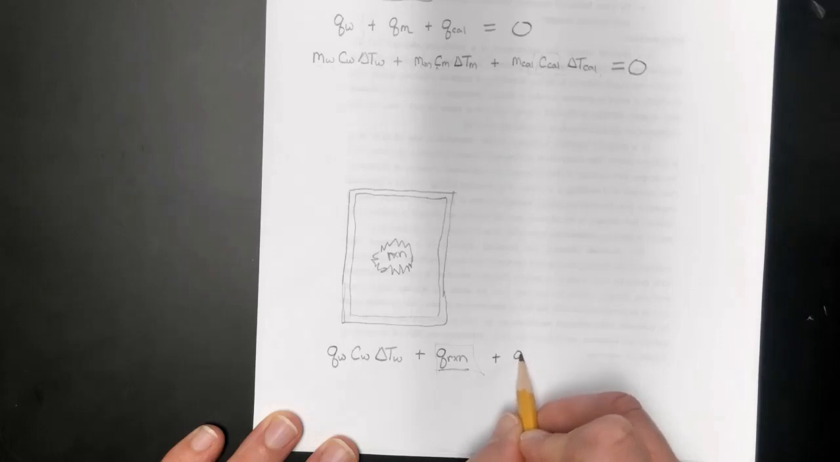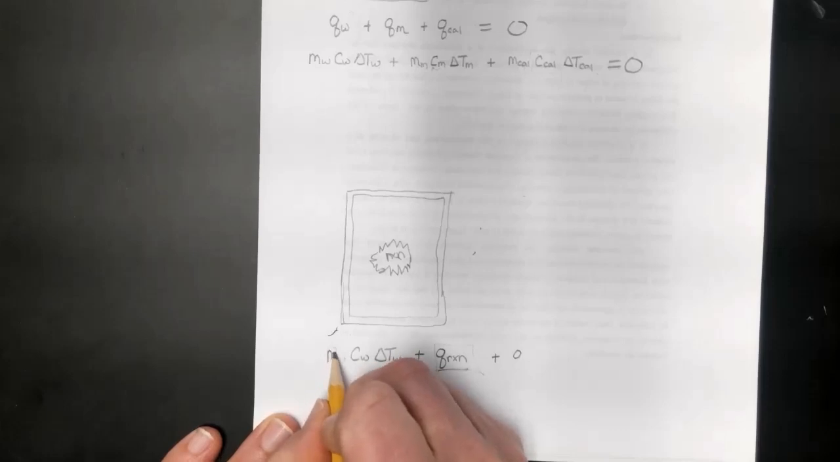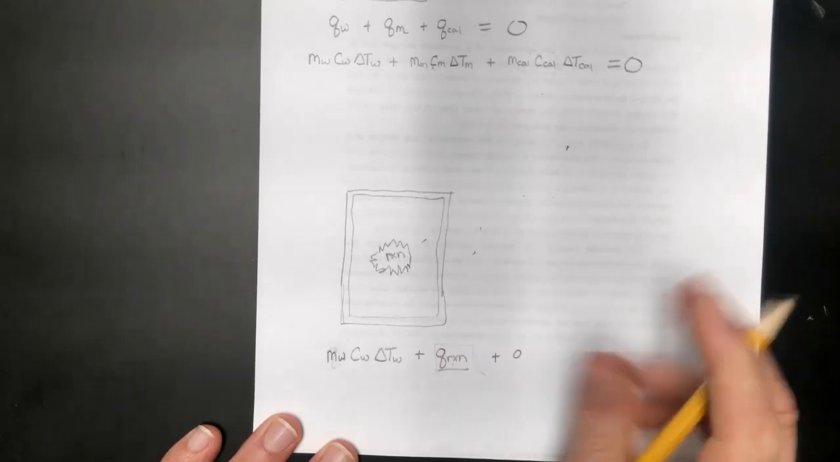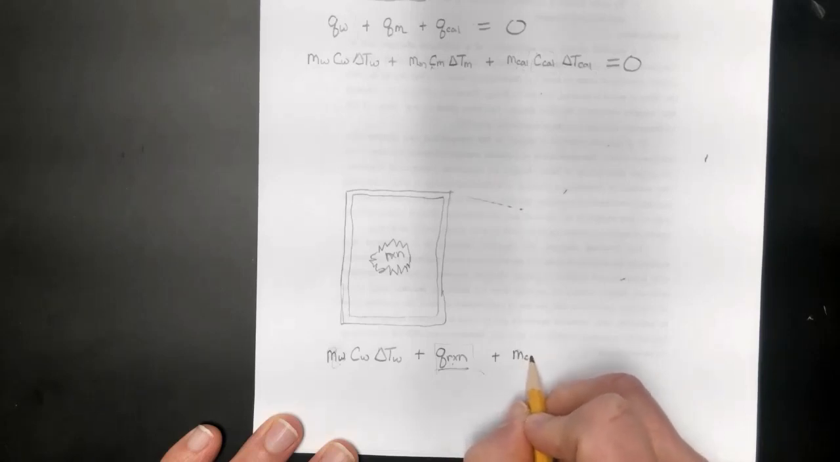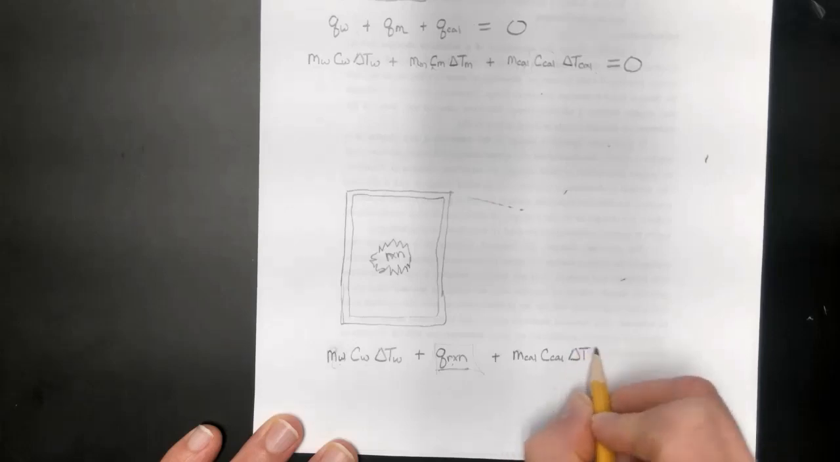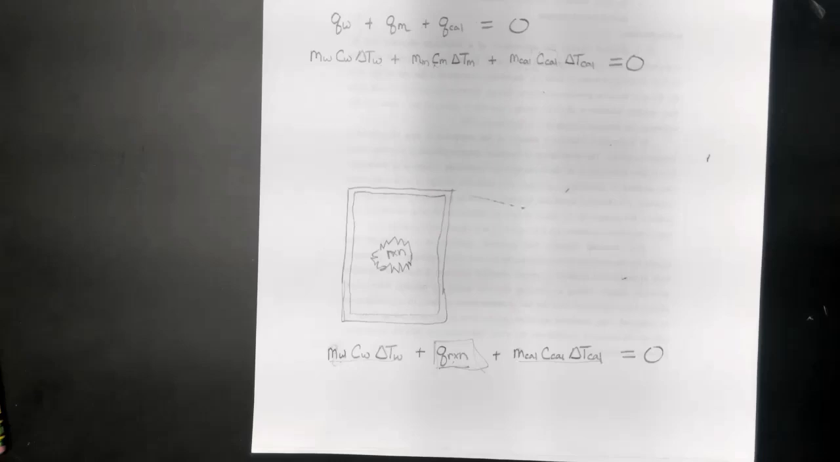And then we have our mass of the water, QRXN. Then over here we have the mass of the calorimeter, specific heat of the calorimeter, and delta T calorimeter. All that must equal 0. So from this experiment, we'll have all this data, and then you just solve algebraically for the enthalpy of reaction. That's basically it.